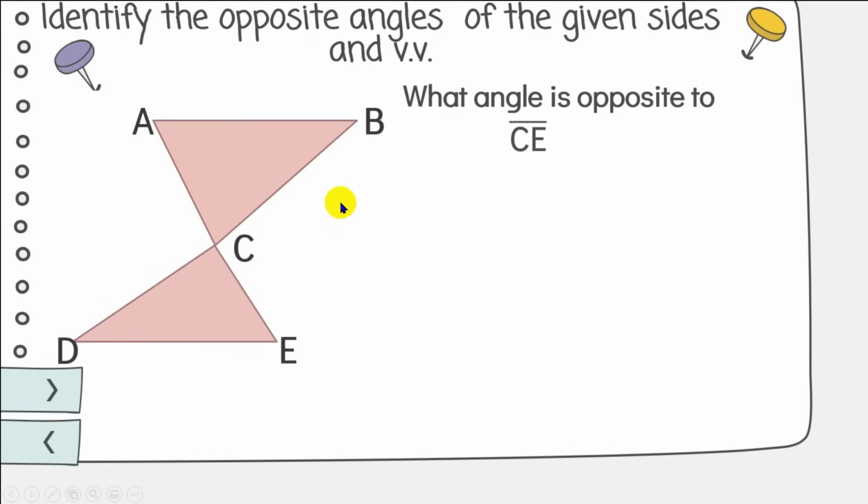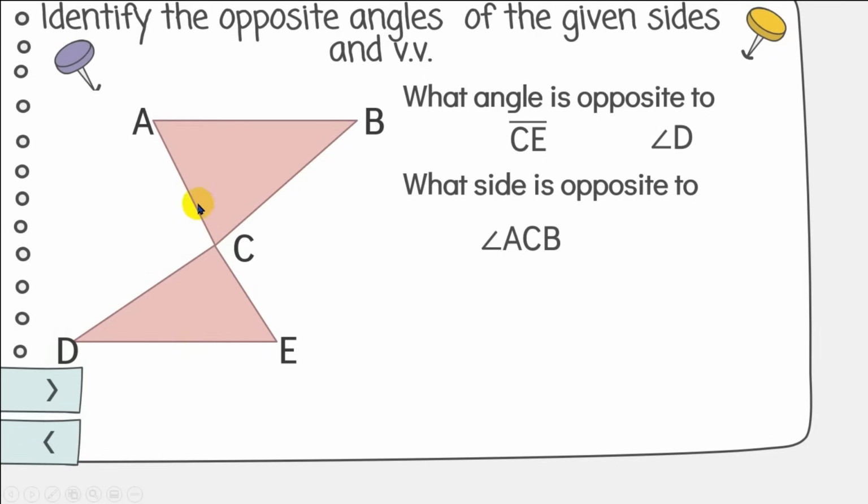Given these triangles, triangle ABC and triangle DCE, what angle is opposite to side CE? Again, this is our side CE, and what will be the angle opposite to it? Upon looking at the figure, this is side CE, and ang opposite niya ay ang angle D. Okay, another one. What is the side opposite to angle ACB? Side naman yung tinatanong. And this is angle ACB. Anong opposite niya? Yung katapat niya? That's side AB. The side opposite angle ACB is side AB.